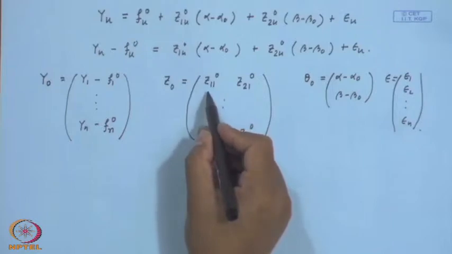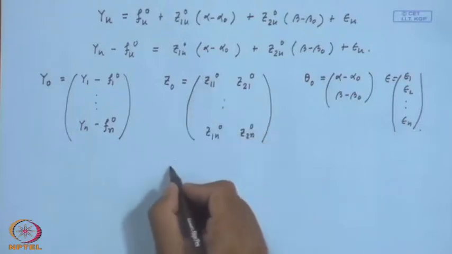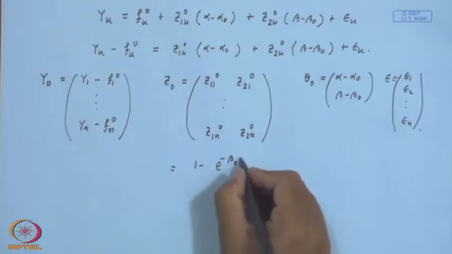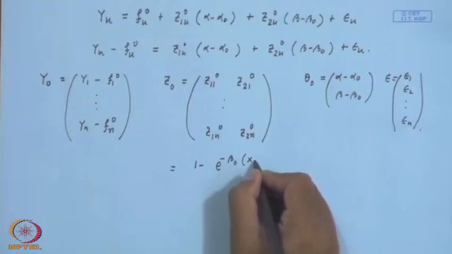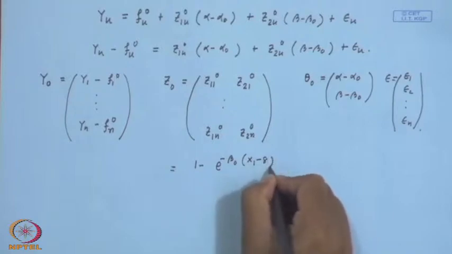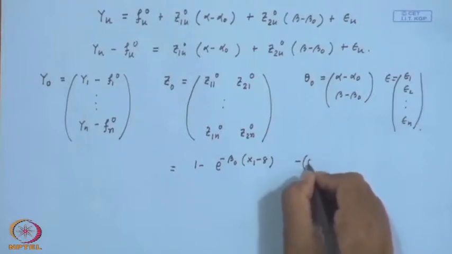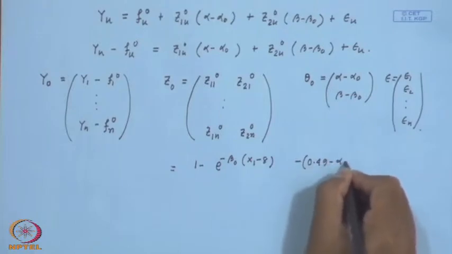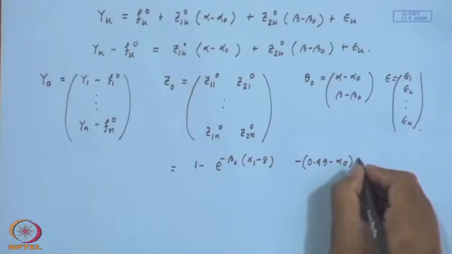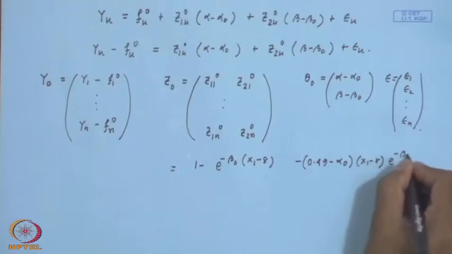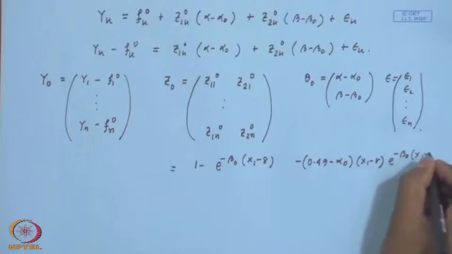See, this one is the partial derivative of the nonlinear function f with respect to alpha at the point alpha naught, beta naught. So, this one is basically 1 minus e to the power of minus beta naught into x1 minus 8, and Z2 1 is basically minus 0.49 minus alpha naught, and x1 minus 8 e to the power of minus beta naught x1 minus 8.